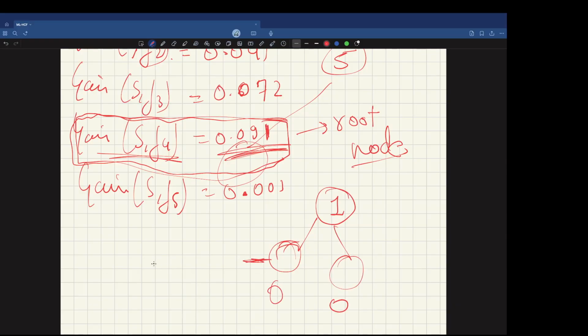So which features to select? Again use gain. Whatever is the next, put the value over here.